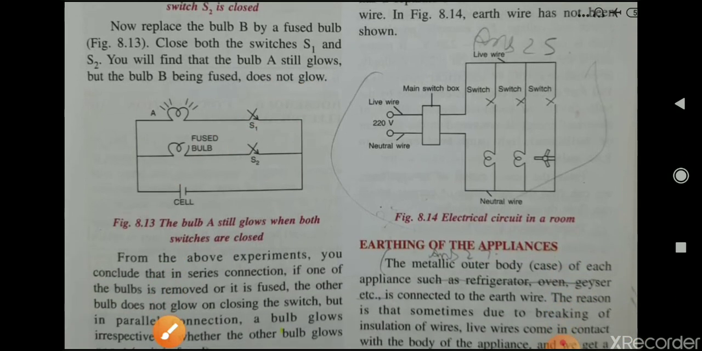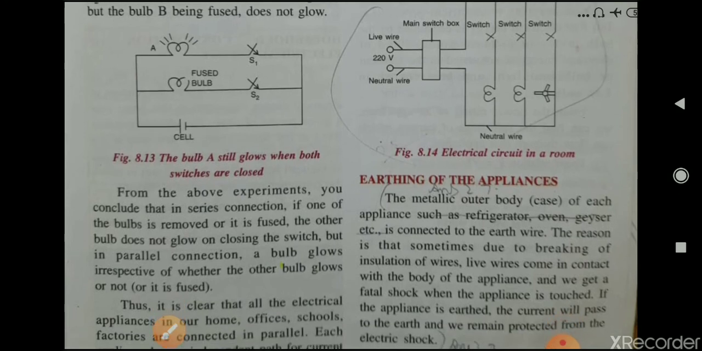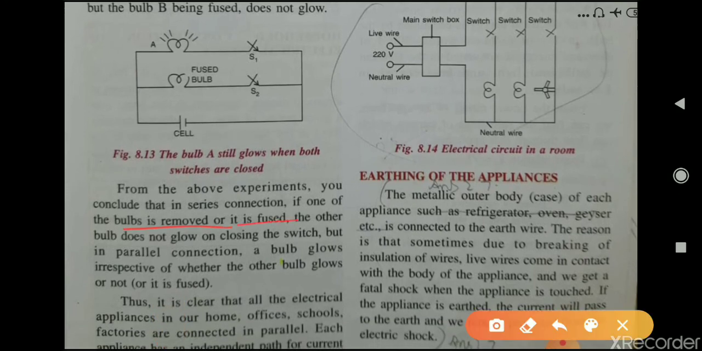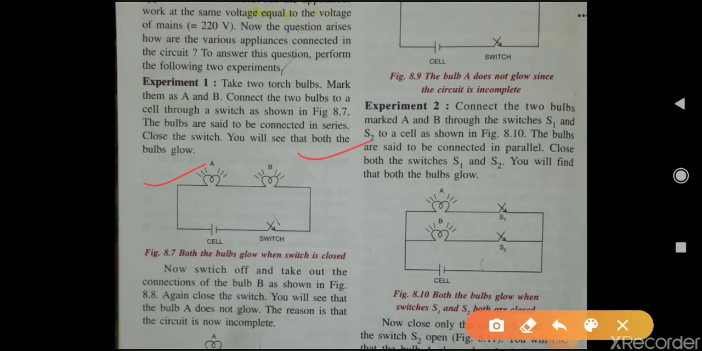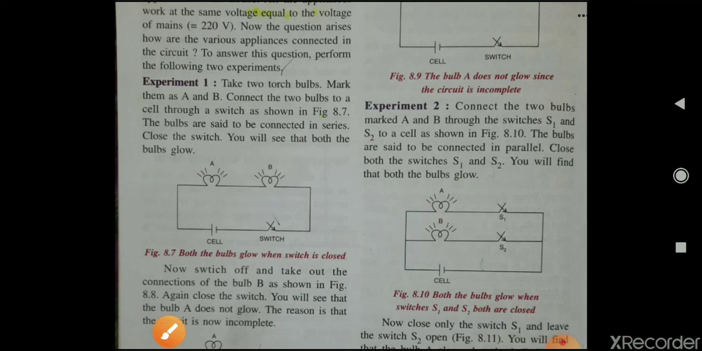Now from the above experiment you conclude that in series connection, if one bulb is removed or it is fused, the other bulb does not glow on closing the switch, but in parallel connection a bulb glows irrespective of whether the other bulb glows or not. As you have seen here, when these bulbs are connected in series, if one bulb is fused or the connection is broken here, the other bulb does not glow. But in case of a parallel connection, if one bulb is fused, the other bulb glows.